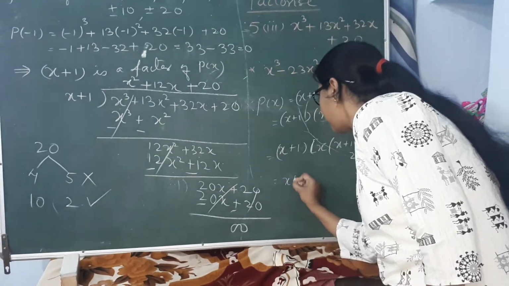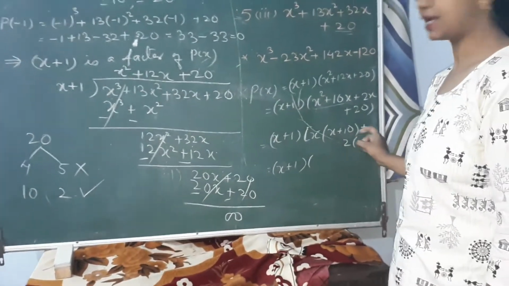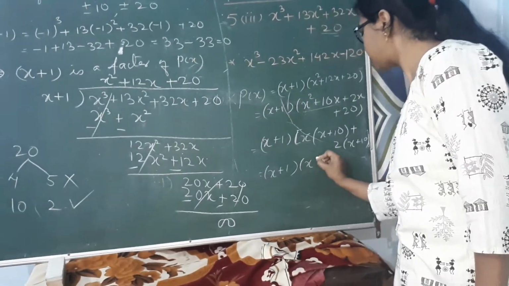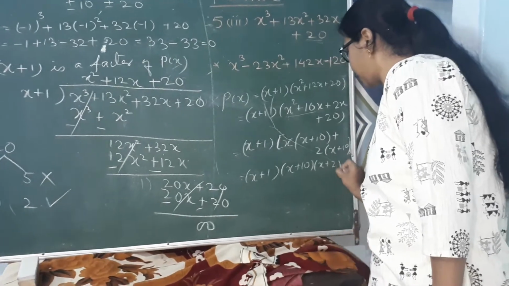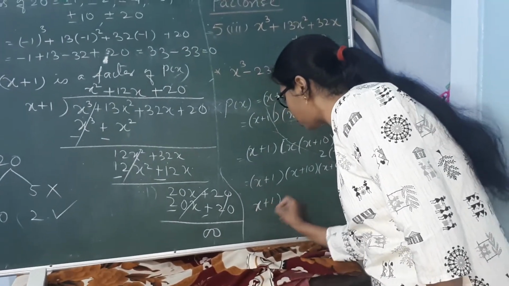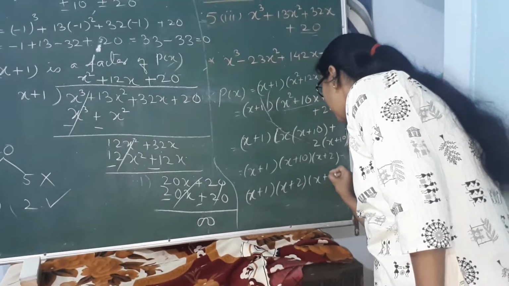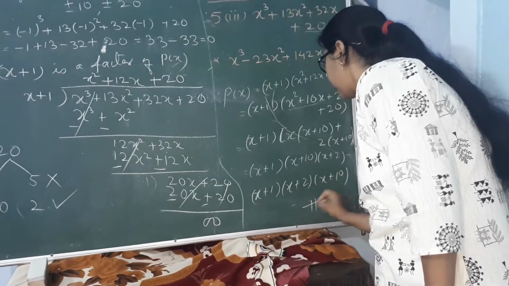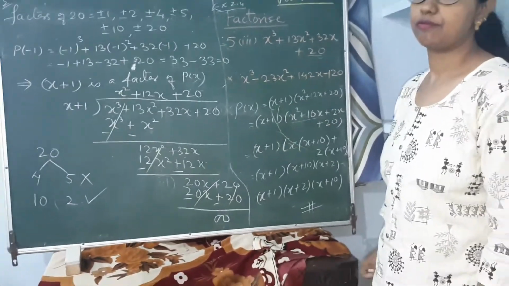This is x plus 1, x plus 10 again common, so x plus 10 and x plus 2. You rearrange it. So x plus 1, x plus 2 and x plus 10 are the factorization for this cubic polynomial.